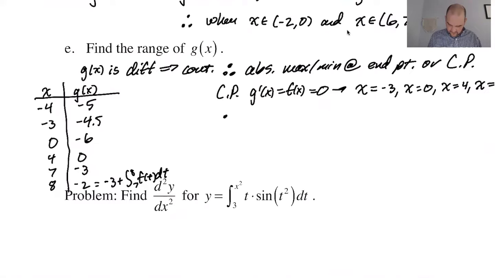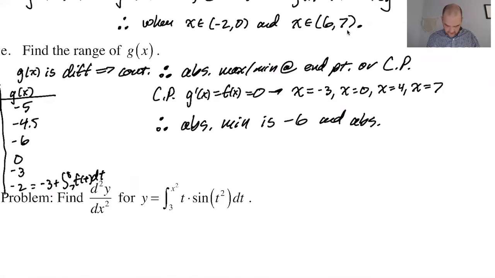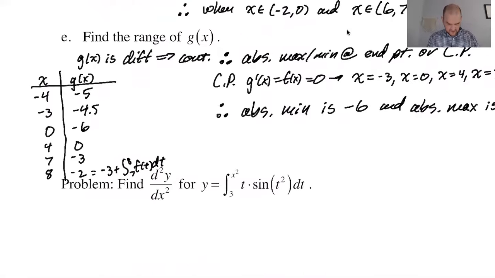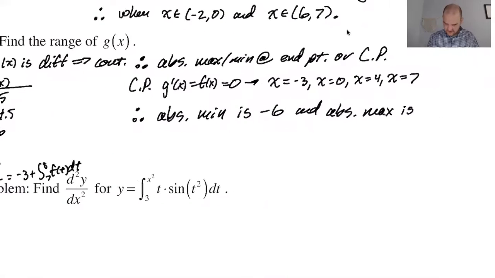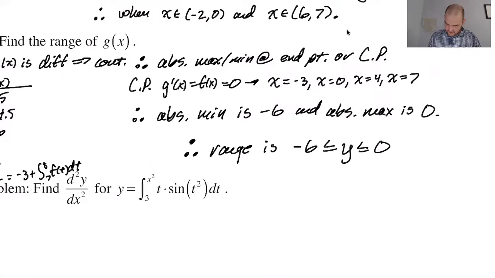Okay, so therefore, the absolute minimum, so this is the y value, is -6, and the absolute maximum, which is again the y value, is actually 0. This thing never gets above 0. So the range is -6 less than or equal to y less than or equal to 0.